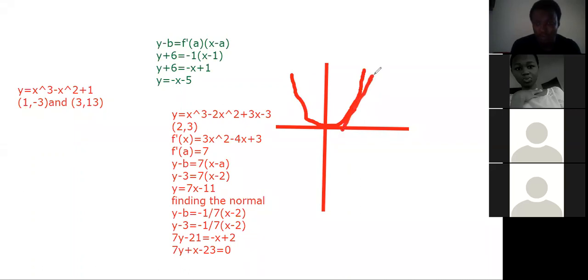we can find the gradient of this line, which will indirectly be the gradient of the curve. This means that before we can find the gradient, the line must pass through certain points. According to the question, we're given 2 points like this. One was 1, -3, and the latter is 3, 13.